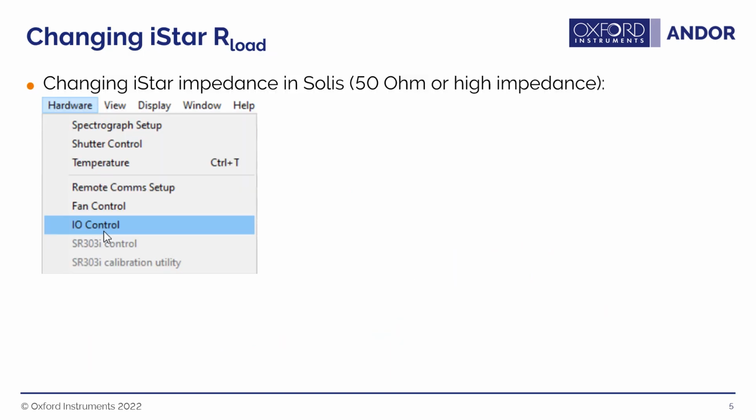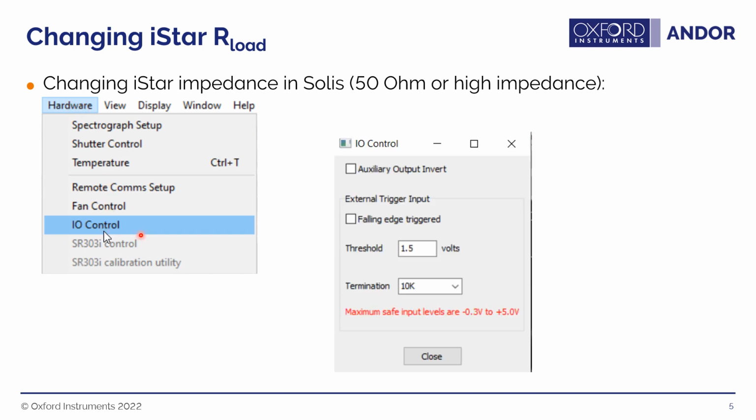And so in order to set this up in your system, there's a certain setting in the menu. If you go up to the top left in Solus to the hardware menu and go down to I/O control, this window will pop up, and this is where you can change between 50 ohms or high impedance, in this case 10 kilo ohm options. Additionally, you can set the threshold right there.